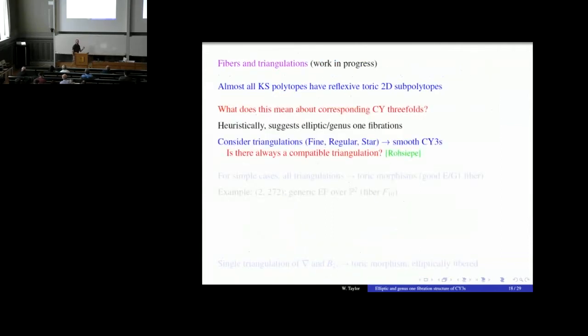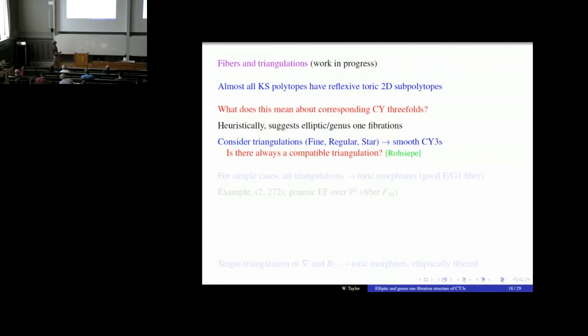To be sure that it really means that you have an elliptic fibration, you need to go to the next level of detail and construct a triangulation, which gives an actual toric variety, and make sure that the projection corresponds to a toric morphism to the base as a toric variety. And there's some technical things about the triangulation. It needs to be a so-called fine regular star triangulation. And it was pointed out some years ago by Rosiep that you need to be careful to figure out whether your triangulations actually exist. So let me just run through some of the things that can happen.